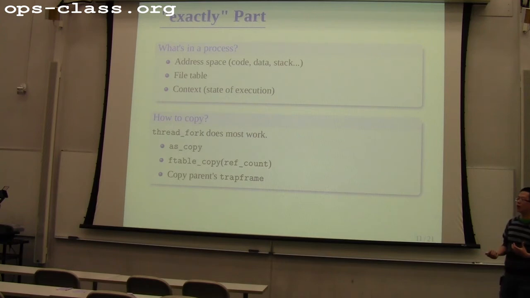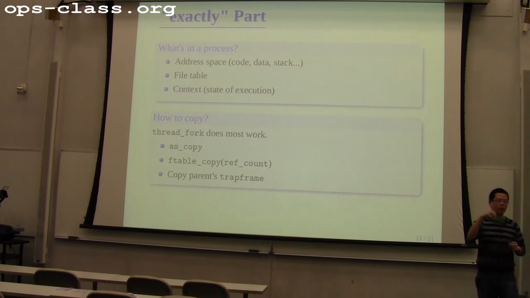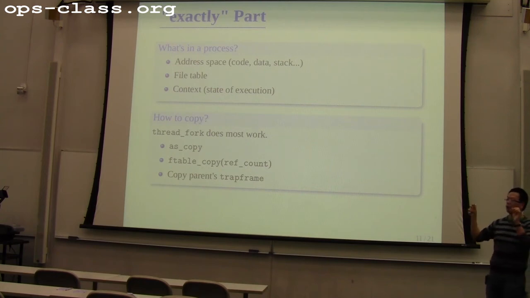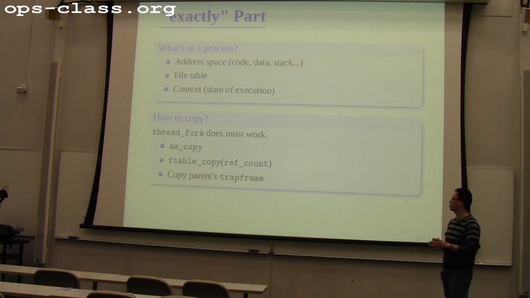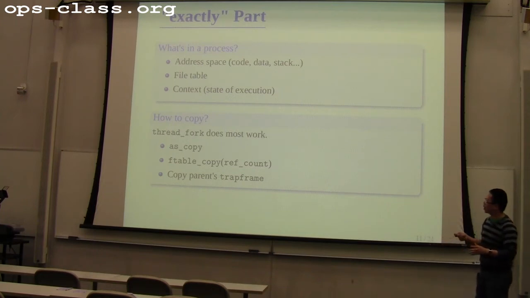When you copy the file table, it's just about maintaining reference counts. Previously you had one file table entry pointing to one file handle. Now you have two file table entries pointing to the same file handle. You want to increase the reference count of the file table entries. And you also need to copy the parent's trap frame. This part is not as easy as it seems.